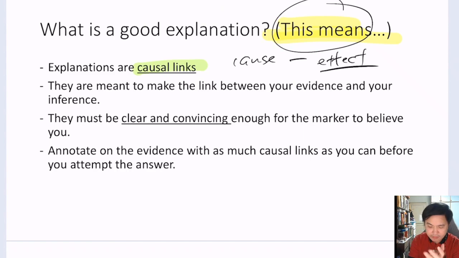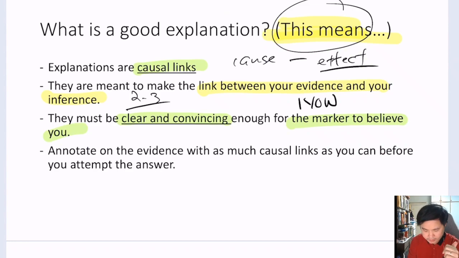You must sound convincing. You must be clear and convincing in your causal links. That links back to letting the marker believe what you say in your inference; the marker must know what you're talking about. So make a strong link between your evidence and your inference in 2 to 3 sentences, or even more, as long as you explain the link. And finally, again, please write in your own words. Finally, how do you help yourself give a good explanation? Make sure you annotate on the source with as many causal links as you can before you attempt the answer.